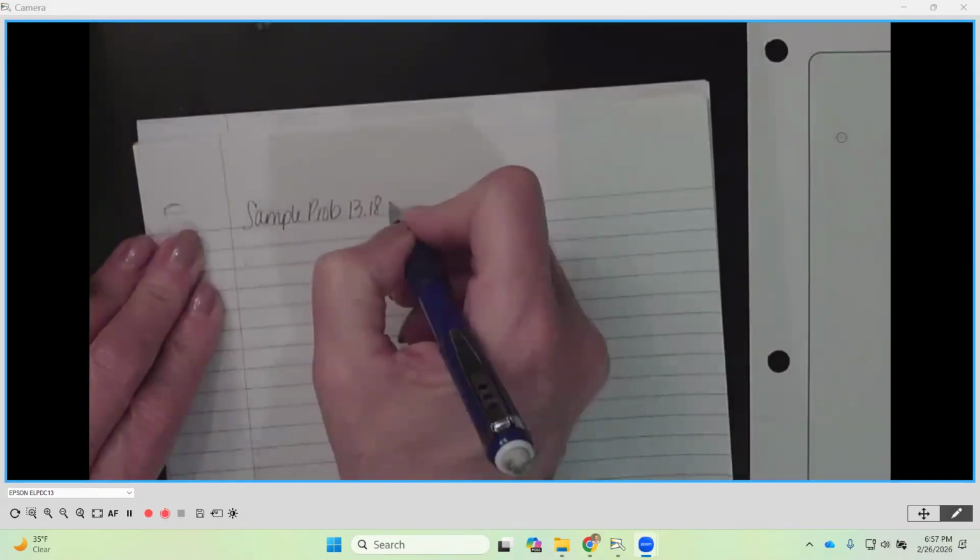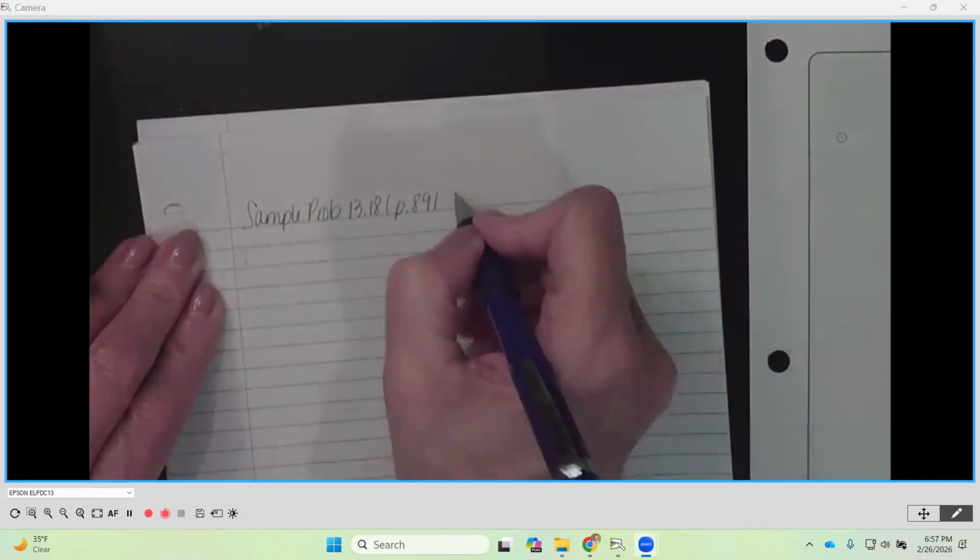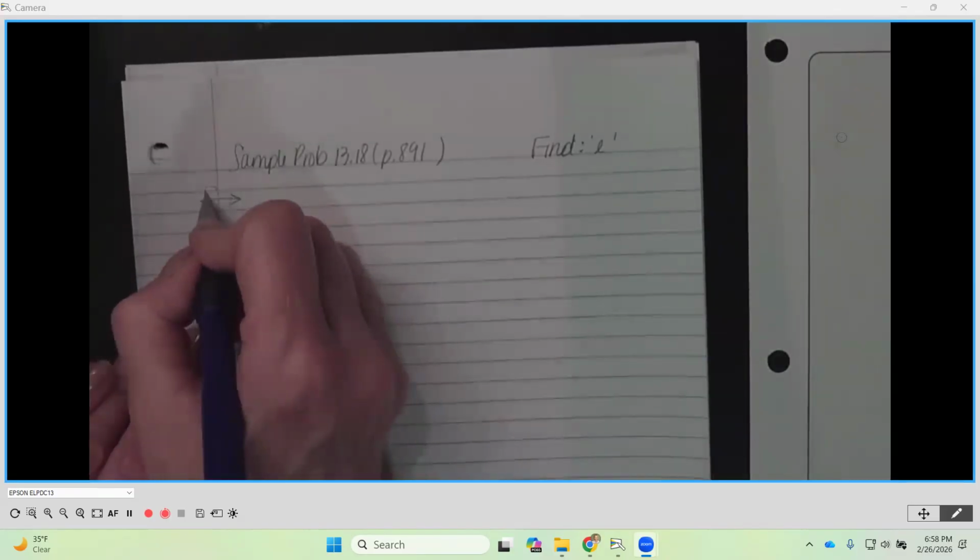All right, so this is sample problem 13.18. It's page 891. We want to find E, and that's the coefficient of restitution. The reason I'm not going to write all the givens here is because we're going to actually show the givens in our diagram. So first of all, I'm going to say that my positive is going to go to the right. So this is my convention.